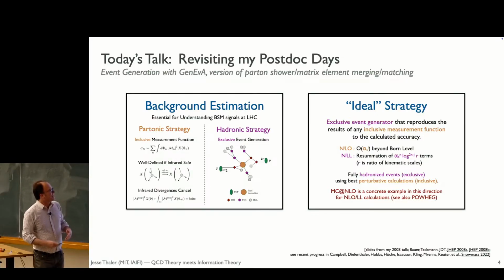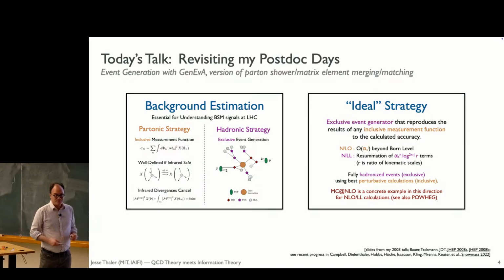Your goal is to try to estimate backgrounds for the LHC, standard model backgrounds to beyond the standard model signals. You had these two strategies. This was the more fixed-order strategy. This was the more resummed plus non-perturbative physics modeling strategy. And aspirationally, in 2008, I and many other people were thinking about ways of merging those things together.